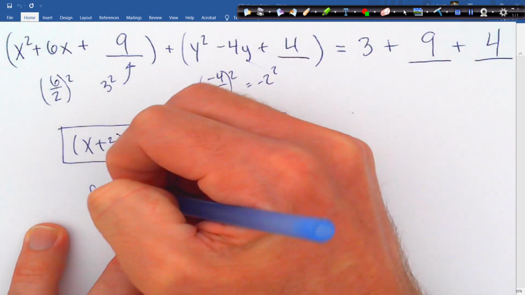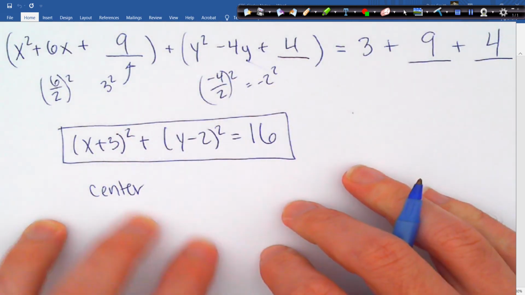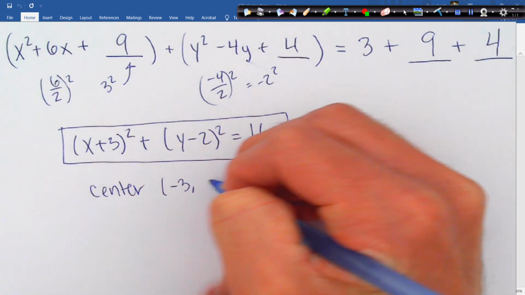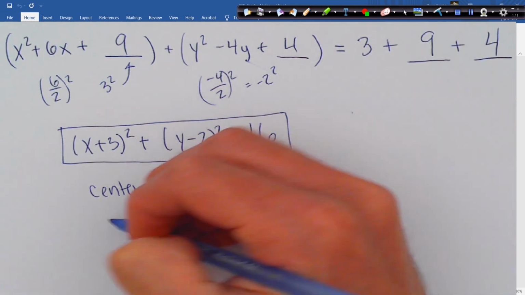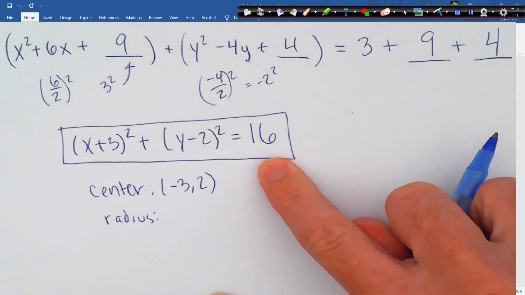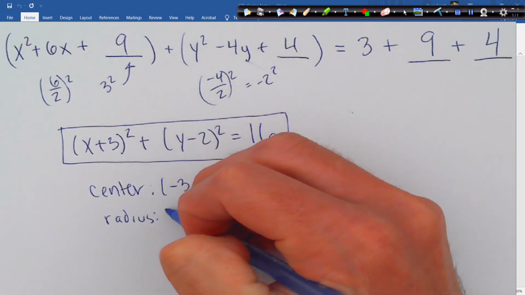So where's the center? The center is h, k. It's always the opposite of what you see. So the center is not 3, but negative 3, and not negative 2, but positive 2. And the radius of this one is not 16, but it's the square root of 16, which is 4.